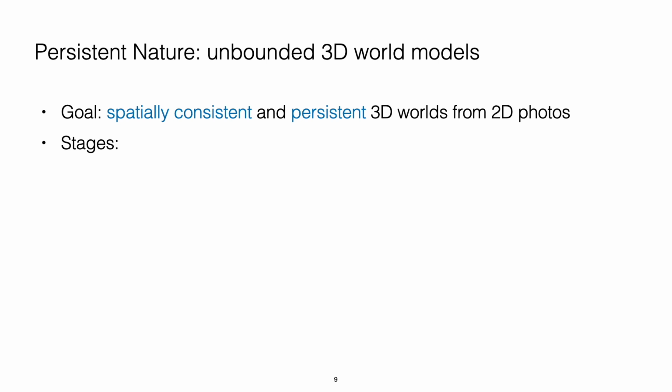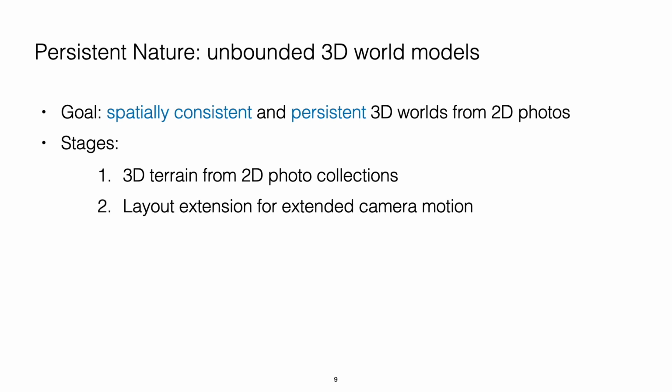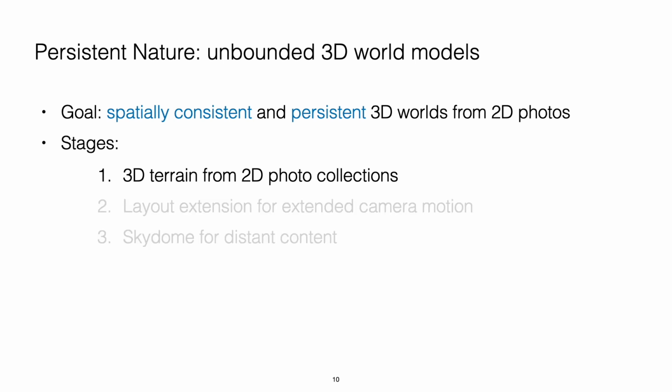Towards our goal of generating 3D worlds, we build our model in 3 stages. First, we learn a generator for 3D terrain from 2D photos. Next, we need to extend this terrain to support unbounded camera motion. And last, we separately model content that is far away, such as the sky. Let's start by learning 3D terrain.